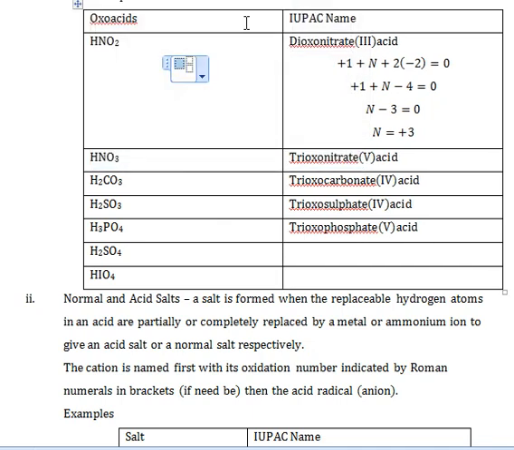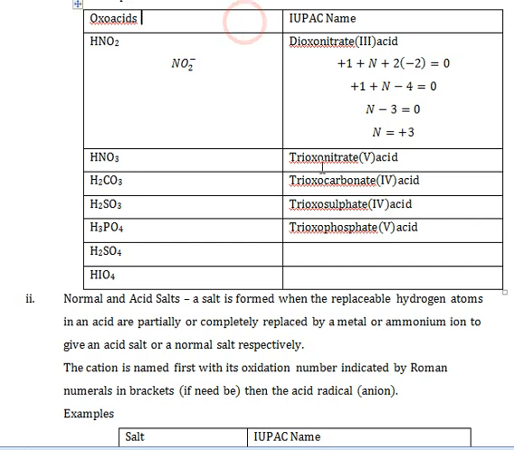As in NO2 minus. Now, this is the acid radical for HNO2. In a case whereby you are going to need the name of this particular radical, what do you do? How do you go about it?